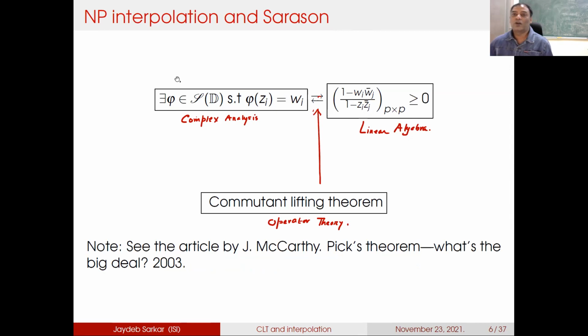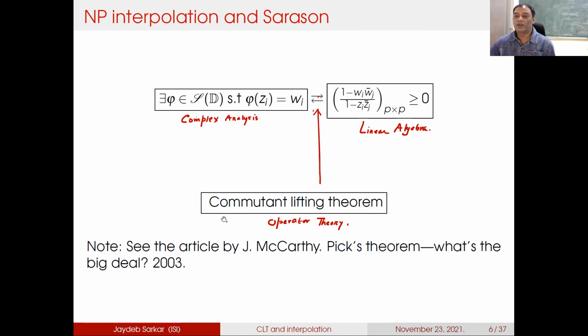So now let's talk about interpolation and Sarason. So this is the picture you just saw in the previous slide. And if you look at it carefully, this is a question in complex analysis. You can always ask this question in a complex analysis class, for instance. And the right-hand side, this one is positivity. So this is a question about linear algebra. And often it is, of course, quite checkable.